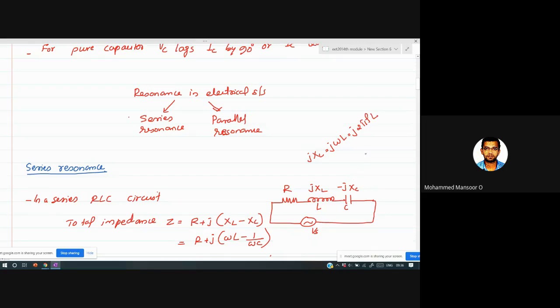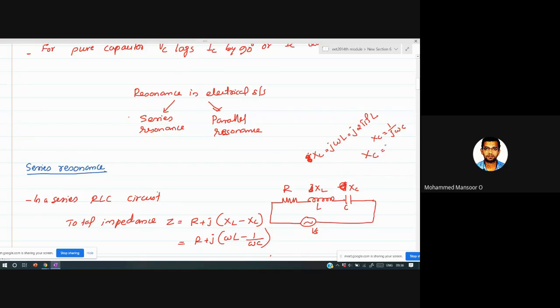Similarly, XC is 1 by j omega C, isn't it? XC is 1 by j omega C, isn't it? So we can write it down in a general way. So XL is equal to j omega L, which is equal to j 2 pi fL, and XC is equal to 1 by j omega C.